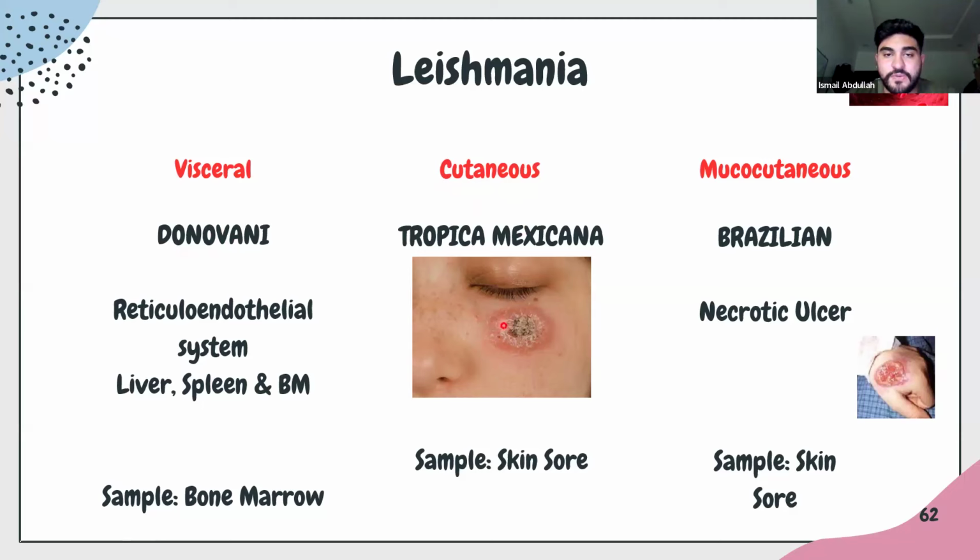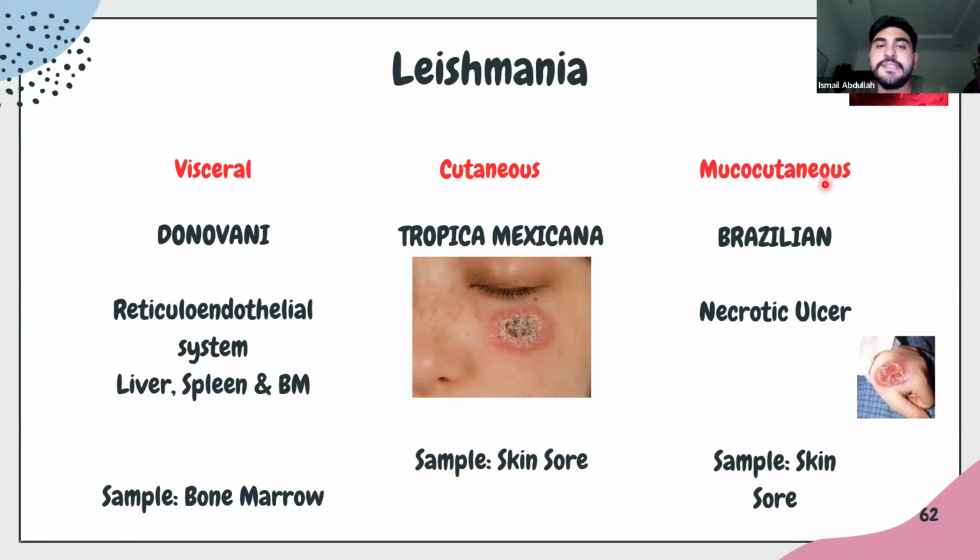Cutaneous, like skin, like this one, for example, right here, we have both Tropica and Mexicana. Just shortcutted it into Tropica Mexicana, okay? But this is not the actual name. It's Tropica and Mexicana, okay? So for cutaneous, it's the Tropica Mexicana. And this is how they form these cutaneous skin lesions. And for a sample, you want to take a skin sore, okay? And that's the thing that you're going to analyze.